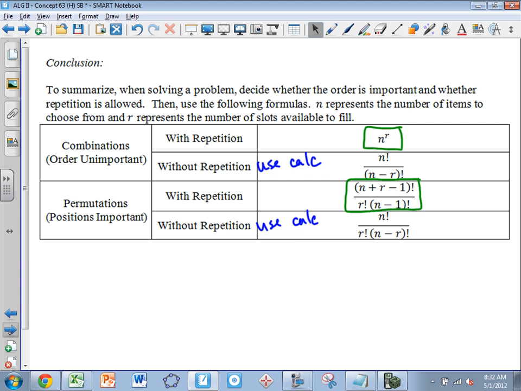So if order is important, or if the positions are important, then you're on the permutation. If the order is unimportant, you're at the combination. Then within each of those, you can and cannot have repetition. So how many cases do we have? 4. Because there are 2 possibilities, permutation or combination, and then with repetition or without repetition. 2 times 2 gives me 4.